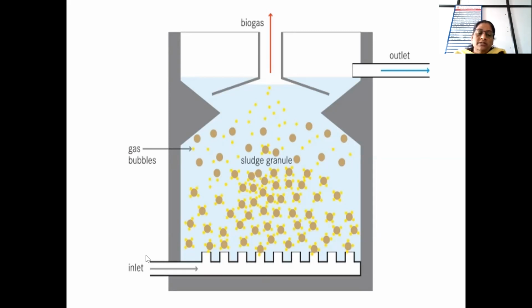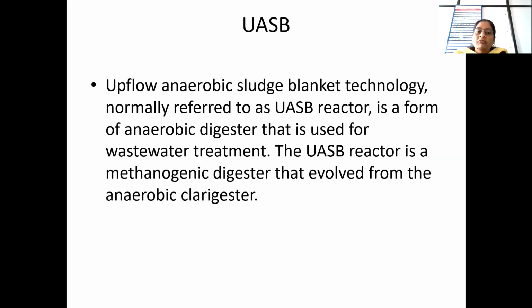This is a mass balance equation. Inlet and outlet will be maintained, so the force applied at the inlet will not allow the particles to settle down in this tank, and because of that, sedimentation will be avoided. If sedimentation is avoided, the decomposition rate automatically increases. So this is about the upflow anaerobic sludge blanket technology, normally referred to as the UASB reactor, and it is an anaerobic reactor.